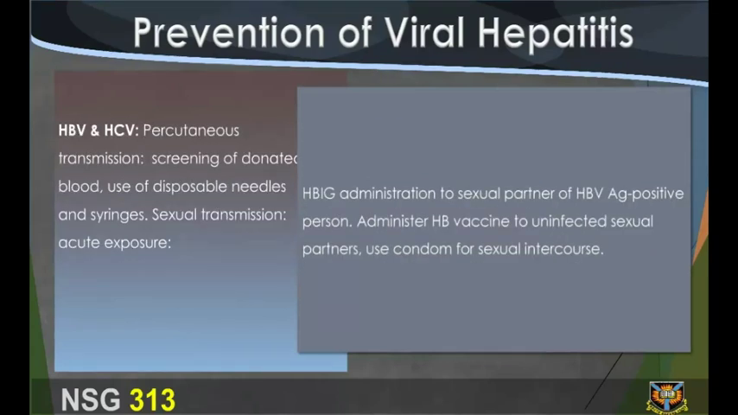HBV and HCV: percutaneous transmission, screening of donated blood, use of disposable needles and syringes; sexual transmission; acute exposure. HBIG administration to sexual partner of HBsAg positive person. Administer HB vaccine to uninfected sexual partners. Use condom for sexual intercourse.